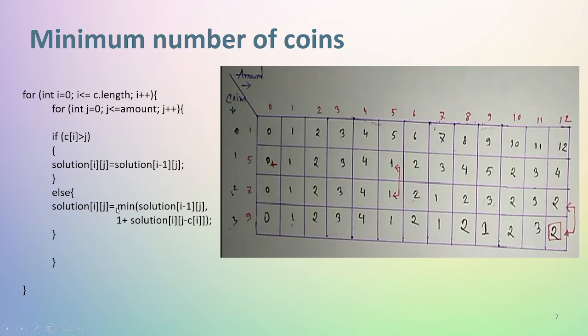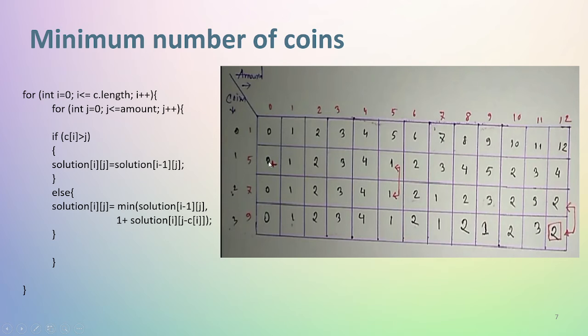So we go to the next condition. Minimum of solution of i minus 1 and j, which is 5, the previous position, and the other is 1 plus solution of i and j minus c of i, that means 5 minus 5, that means 0.